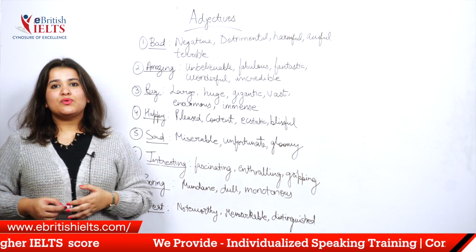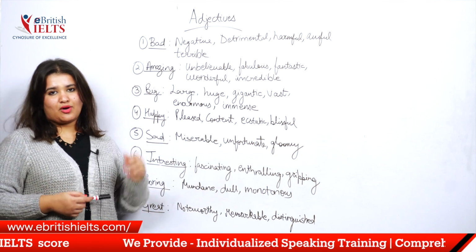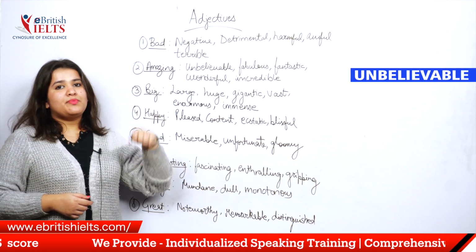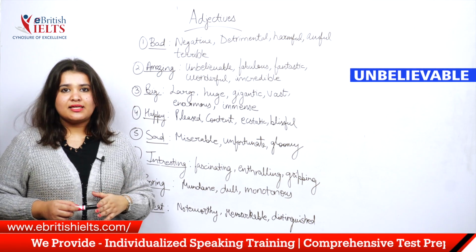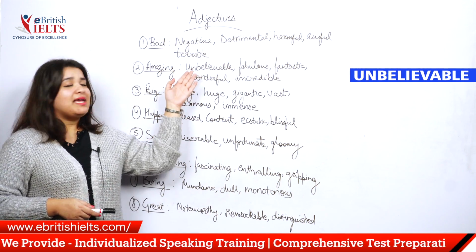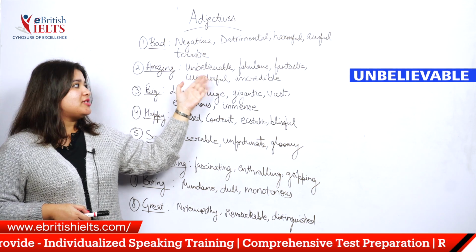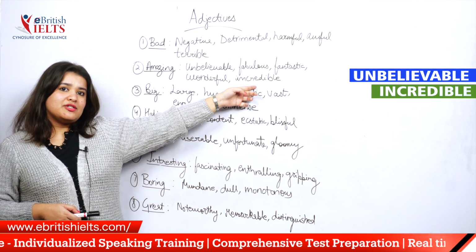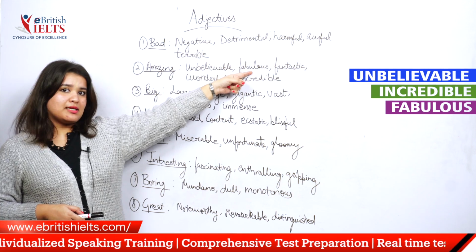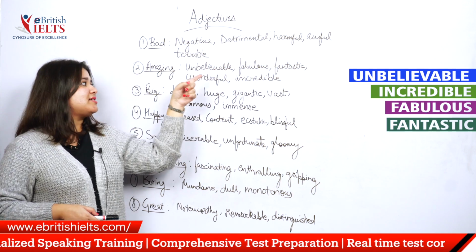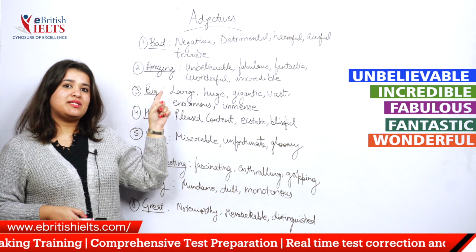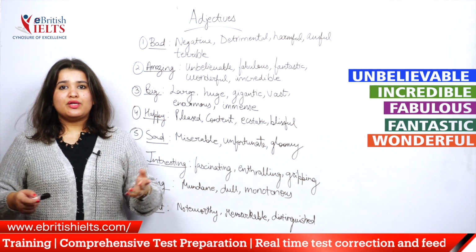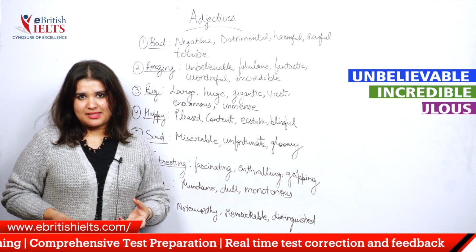So here you can use different kinds of synonyms for this very common word. You can use the word unbelievable. So for example, if we say India is an amazing country, you can always say India is an unbelievable country, India is an incredible country, or India is a fabulous country, fantastic country, wonderful country. So these are some words that can be used in place of amazing, which is going to make the flow of your speech a lot better.